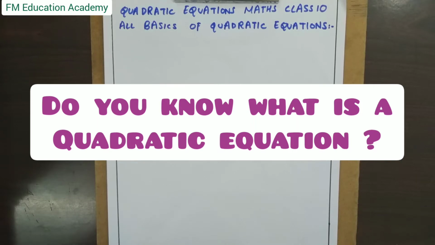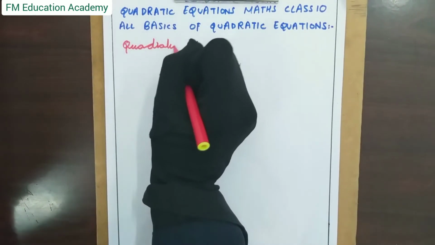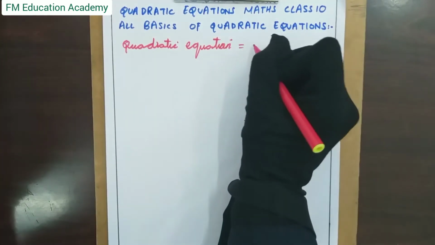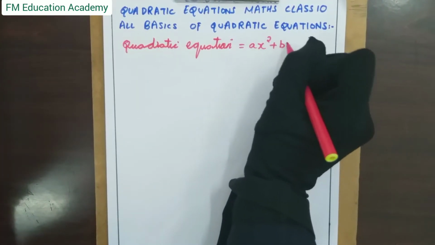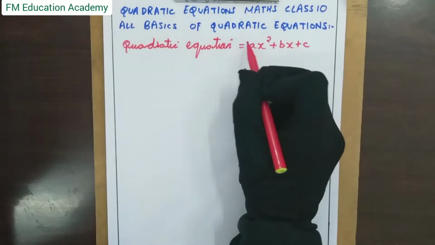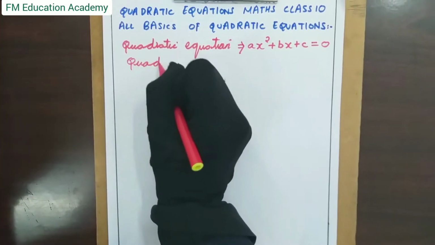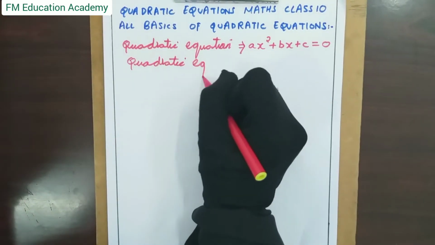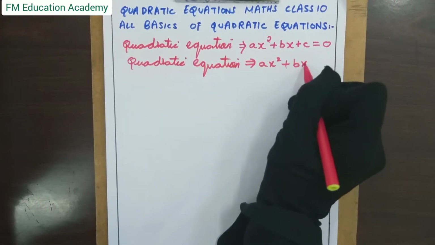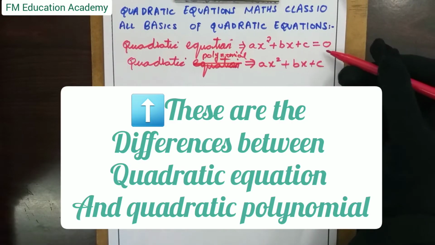Quadratic equation is the same as quadratic polynomial. What was a quadratic polynomial? Remember, the standard form of a quadratic polynomial was ax square plus bx plus c. The only difference is that in a quadratic equation, ax square plus bx plus c is equal to 0, whereas in a quadratic polynomial we only had ax square plus bx plus c. These are the two differences between quadratic equation and quadratic polynomial.